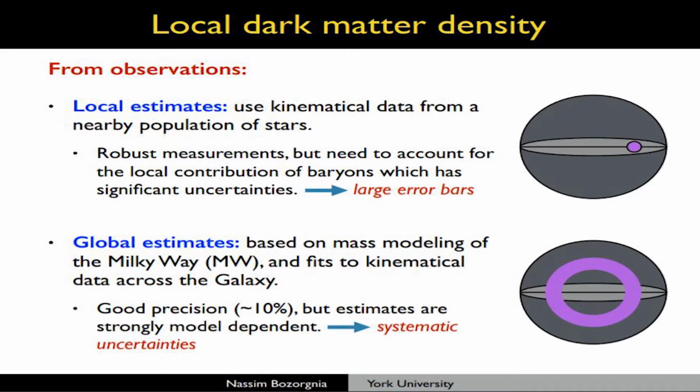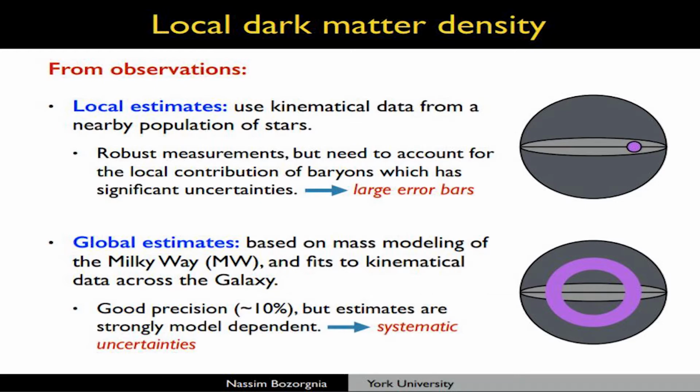So from observations, there are two main methods to find this local dark matter density. One is the so-called local estimates, where kinematical data from some population of stars close to the sun is used, and these measurements are usually robust, but you also have to consider the contribution of baryons, which have significant uncertainties. So usually these have large error bars.